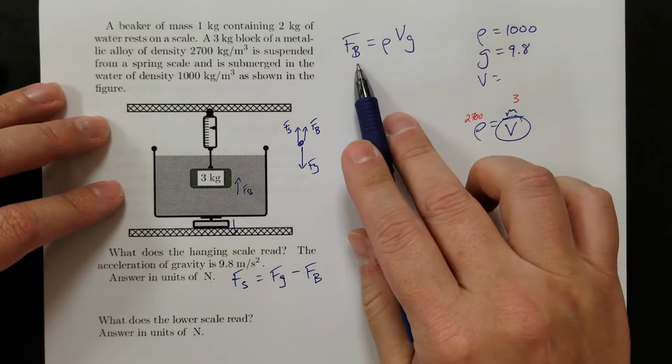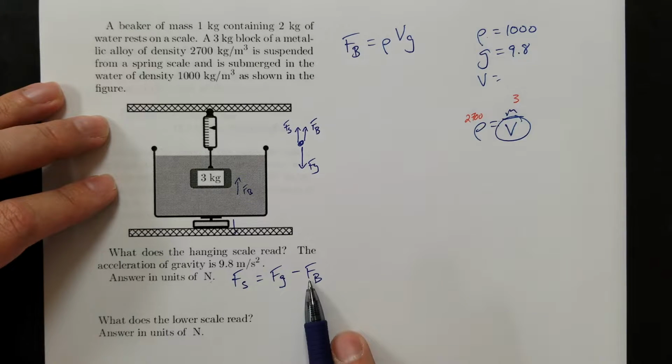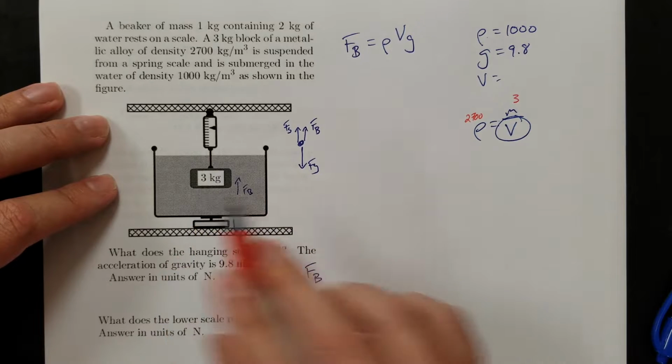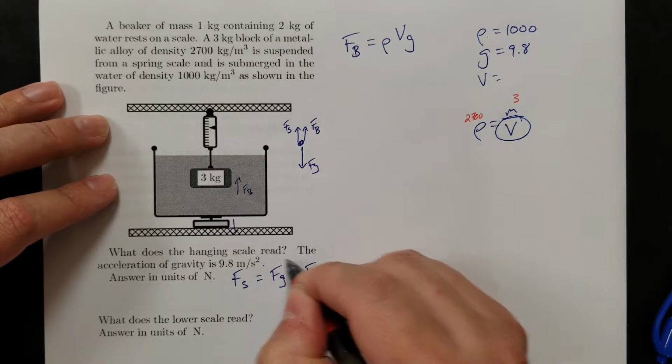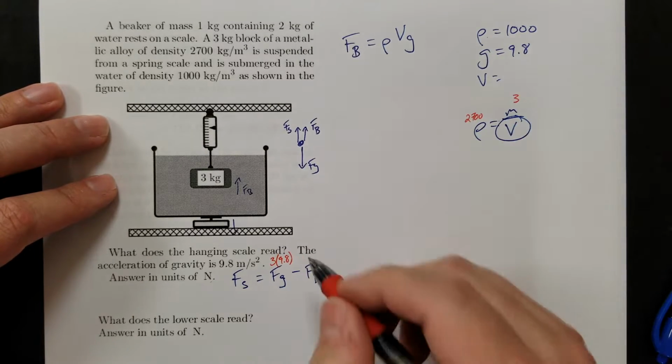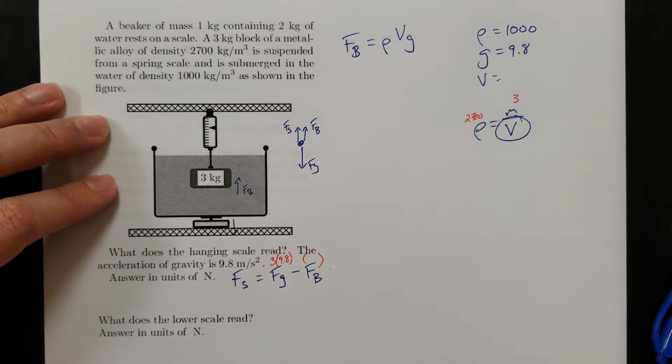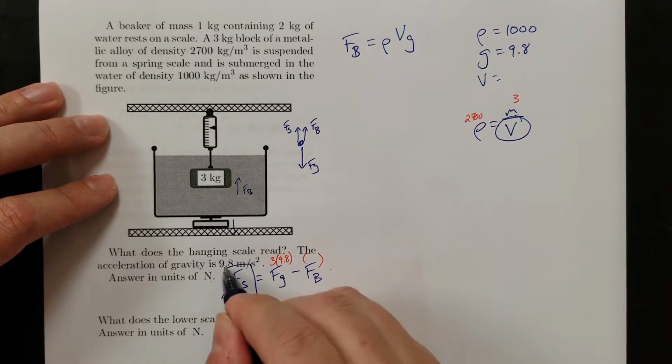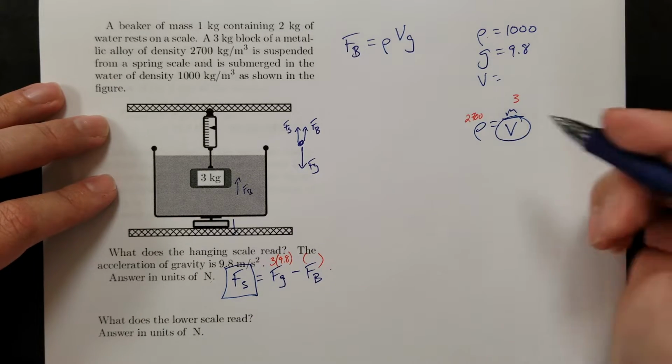And once you know the buoyant force, you can come down here and take the weight. So mine is 3, right? 3 times 9.8. So mine is going to be 3 times 9.8 to get the weight. My buoyant force will go here, and I can subtract and get the force of the spring scale, right? That's what I'm trying to figure out. Not too bad.